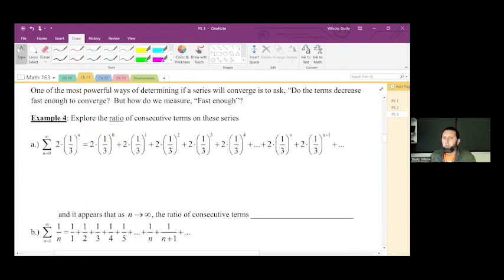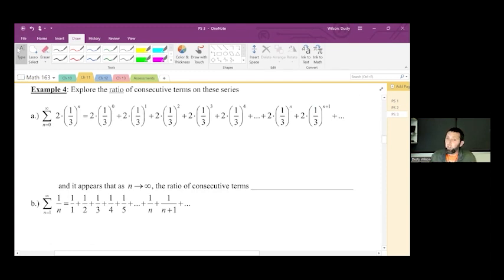One of the most powerful ways of determining if a series will converge is to ask, do the terms decrease fast enough to converge? That is, are the terms getting small, but getting small fast enough that when you add all these things together, you get a single number? That's a great question, but it leads to a follow-up question of how do we measure this idea of fast enough? We're going to use the idea of a ratio to try to figure out what it means for something to converge fast enough. Example 4, explore the ratio of consecutive terms on these series.